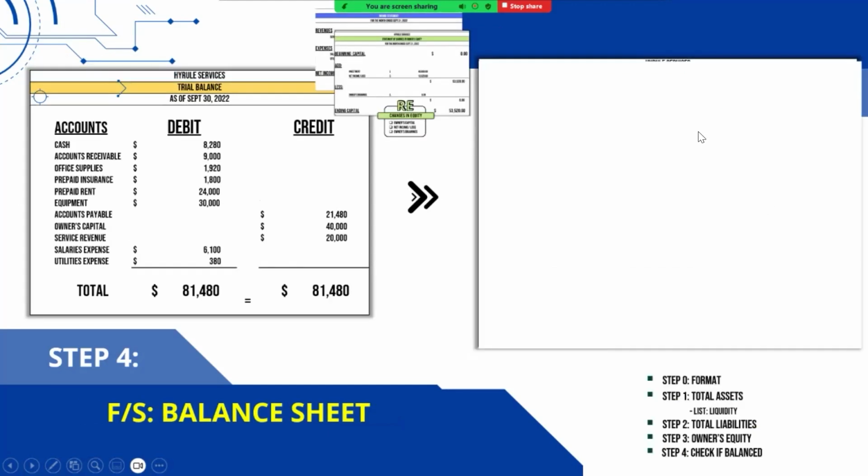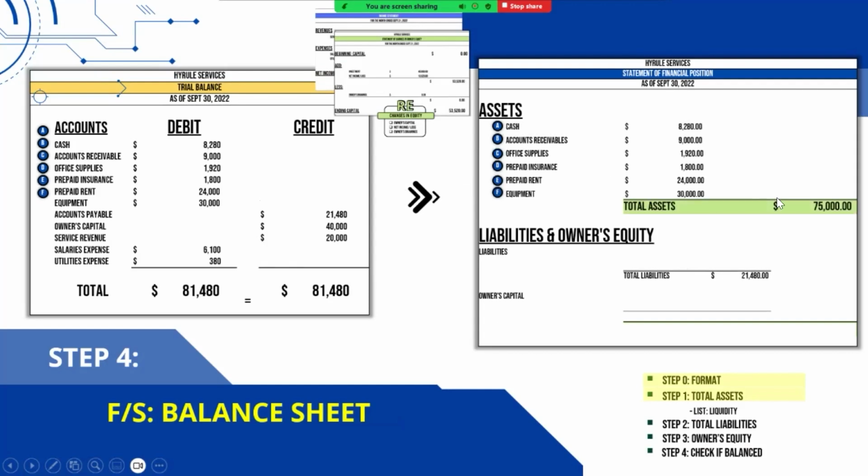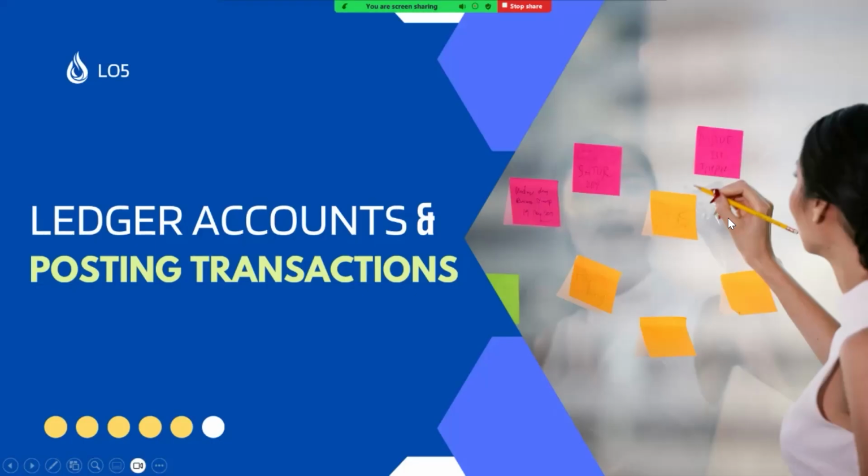And then finally, our financial position would be, again, total assets versus total liabilities plus equity. So we start off with our assets first. So we get our cash, our AR. It will give us total assets of 75,000. Our liabilities will be 21,480, which is basically our accounts payable only. And our owner's capital, which we got from our changes in owner's equity, would be 53,520. And therefore, when you total 21,480 and 53,520, that will be 75,000.